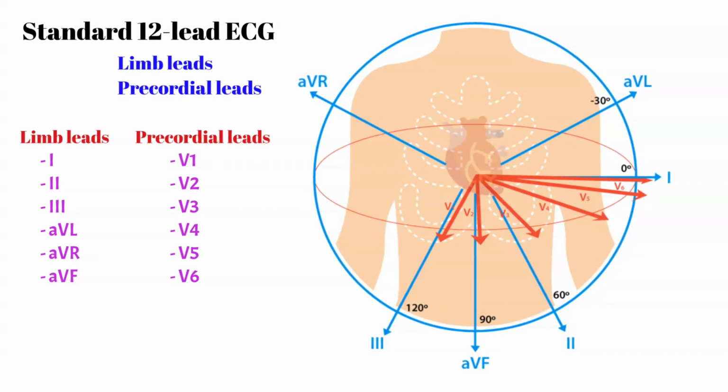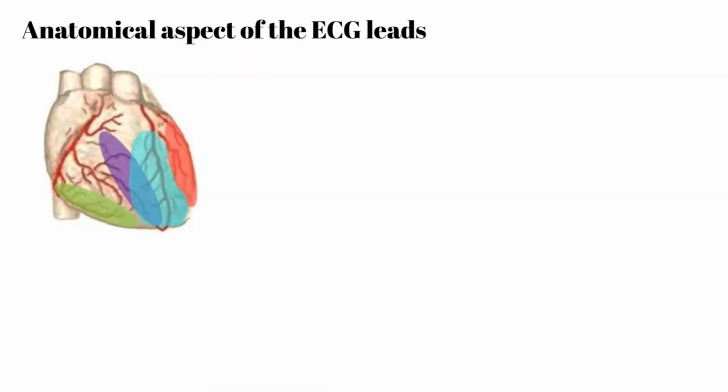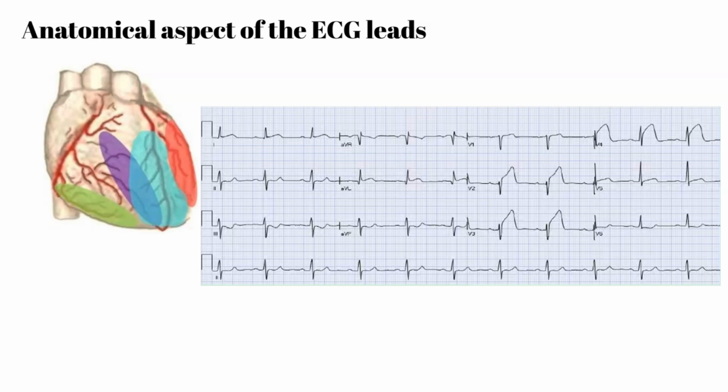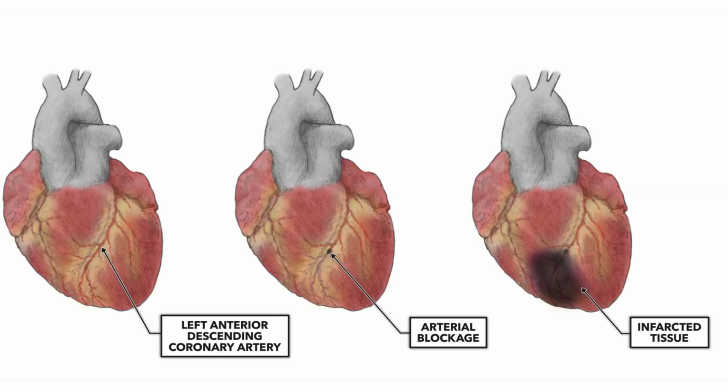Okay, here is the anatomical aspect of the precordial leads. It is important to understand which leads represent which anatomical territory of the heart, as this allows you to localize pathology to a particular heart region. For example, if there is ST elevation in leads V3 and V4, it suggests an anterior myocardial infarction. You can then combine this with some anatomical knowledge of the heart's blood supply to work out which artery is likely to be affected.